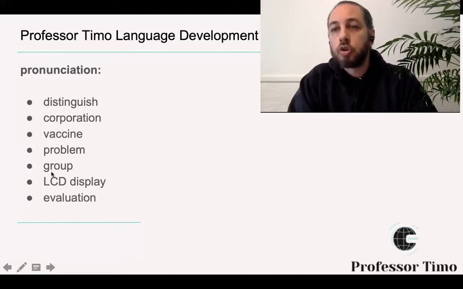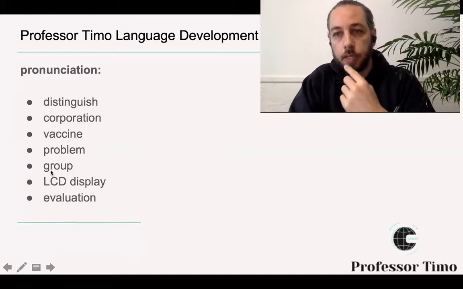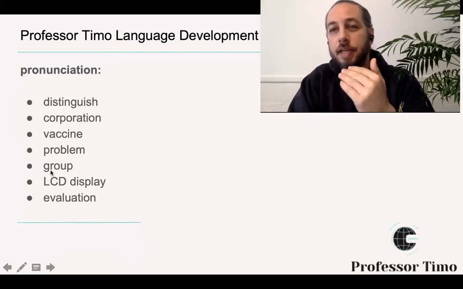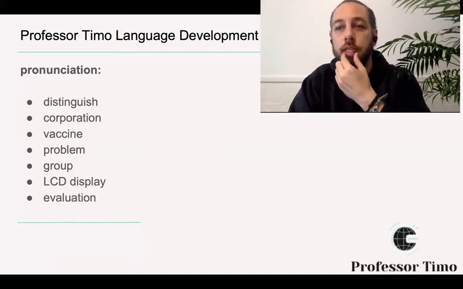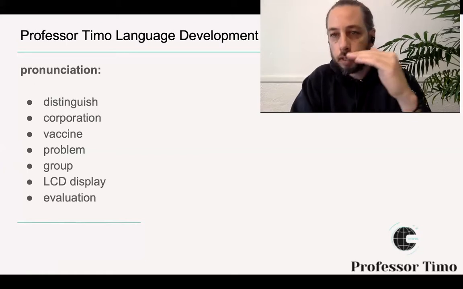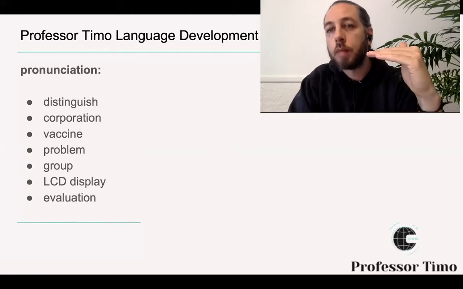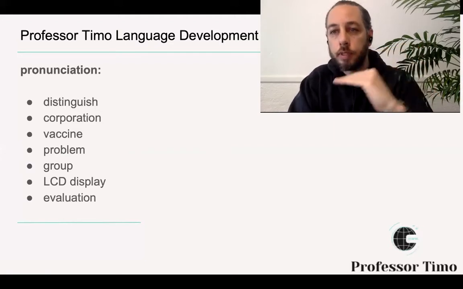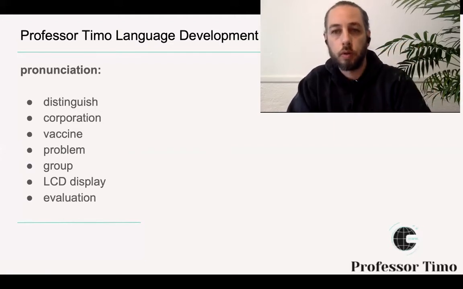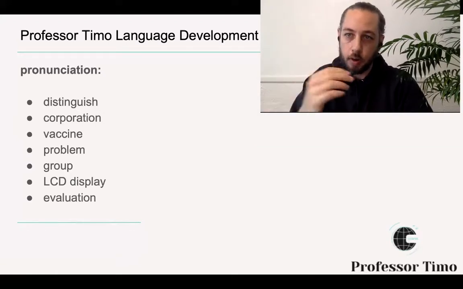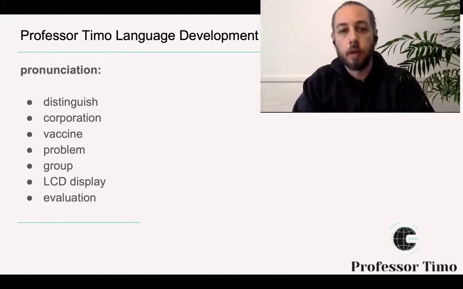The next word, group, is totally different. So the R sound is not like an L, it's an R, R. You can see the lips there, group. So let's take a look at those ones together. Problem versus group. Okay, so the L and the R are completely different.